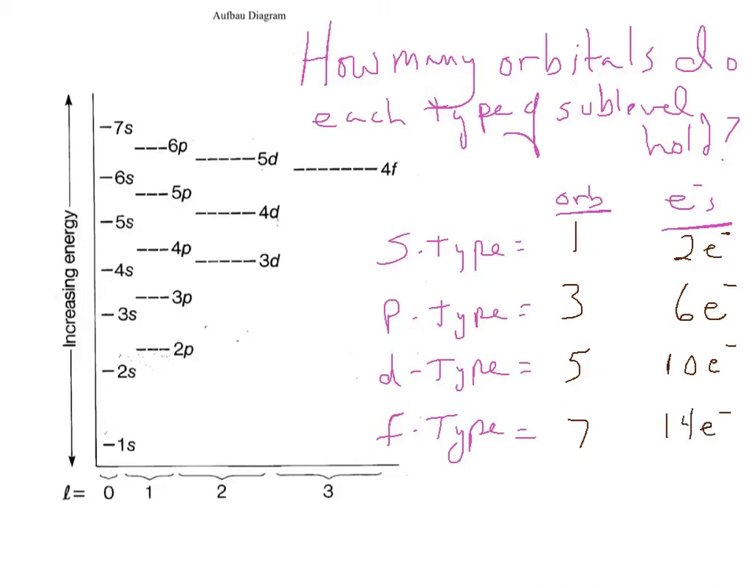Does that make sense? This diagram is a little bit different in that the S's are all aligned, the P's are all aligned, D's are all aligned, and the F is all aligned. In the previous diagram, what was aligned were the energy levels: 1, 2, 3, 4, 5, 6.